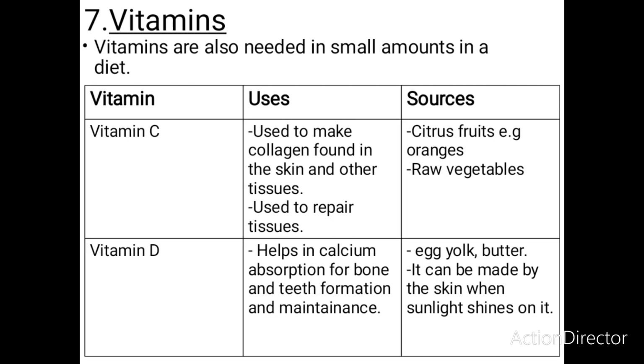Vitamin D helps in calcium absorption for bone and teeth formation. So basically vitamin D is needed for bone and teeth formation. And we can get vitamin D from egg yolk and butter. And vitamin D can also be made by the skin when sunlight shines on the skin. So it is very important to spend a few hours in the sun so that you can make vitamin D.